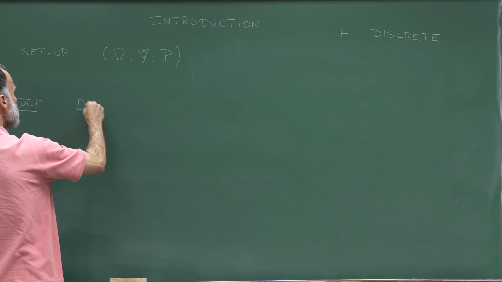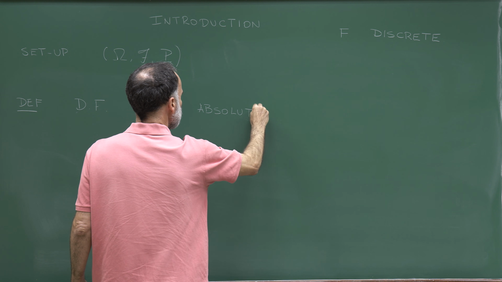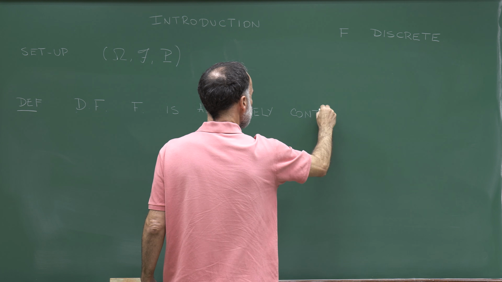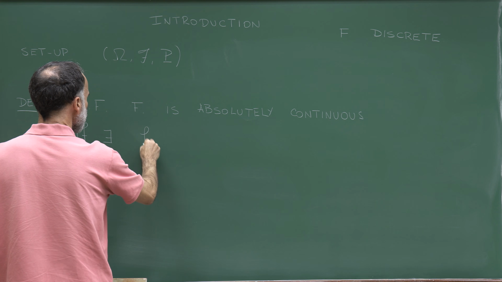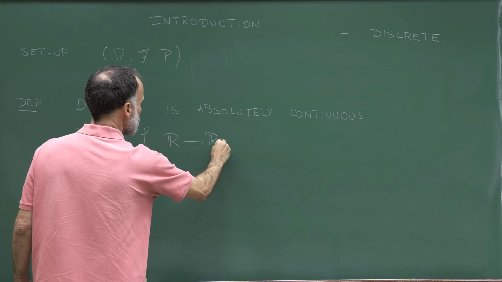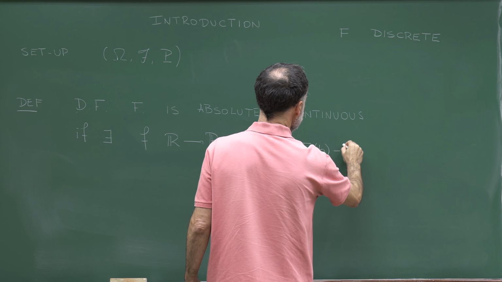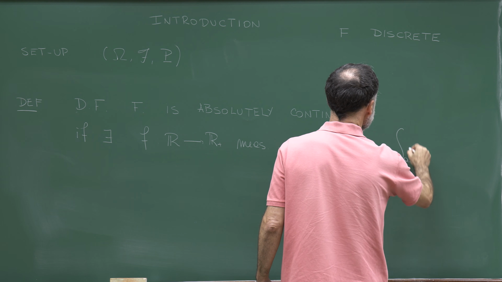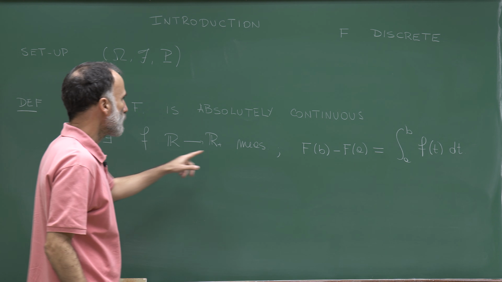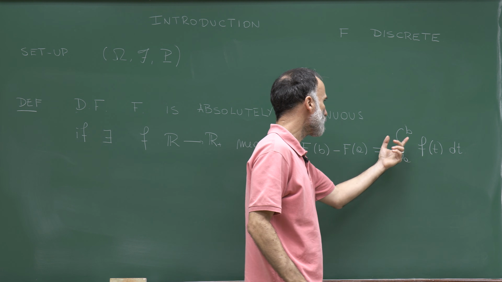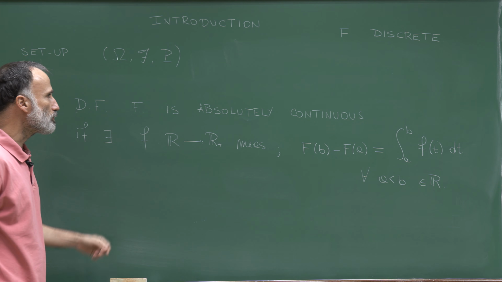First, I'll say that a distribution function F is absolutely continuous if there exists a measurable function f from R to R plus. So note it's non-negative, such that F(b) minus F(a) is equal to the integral from a to b of f(t) dt. So if there exists a non-negative measurable function f for which F(b) minus F(a) is equal to this integral for all a less than b in R, then we will say that the distribution function is absolutely continuous.